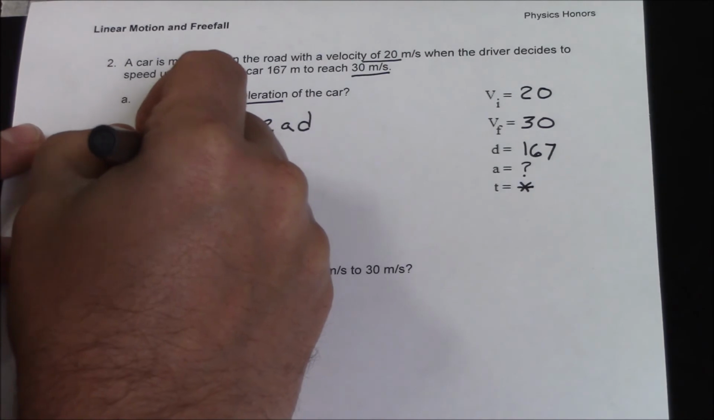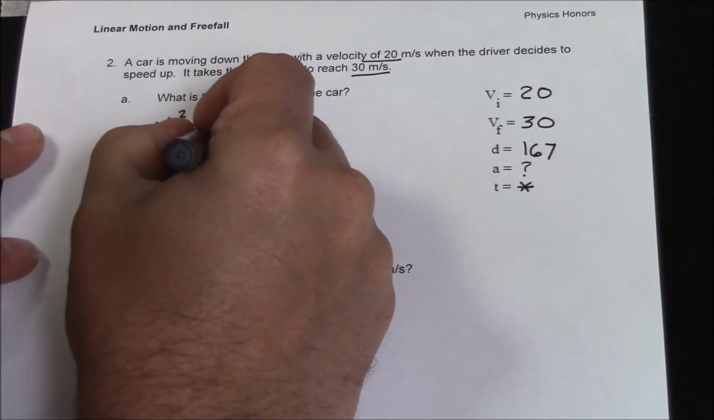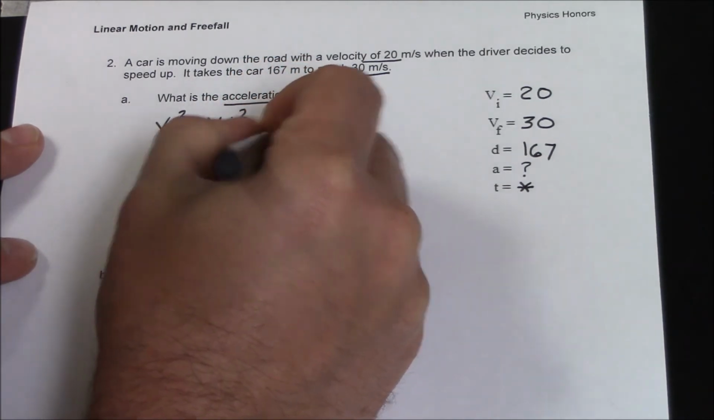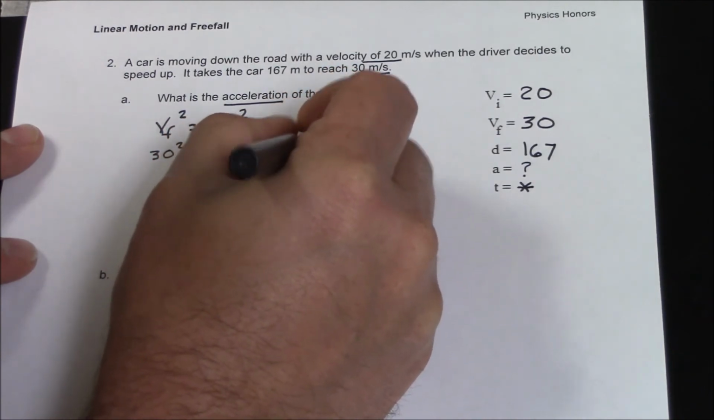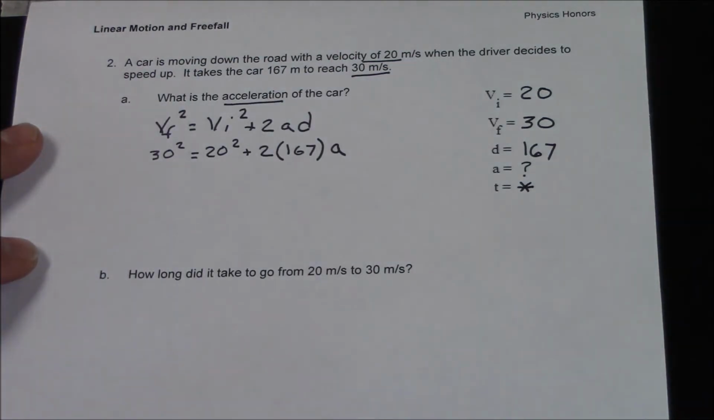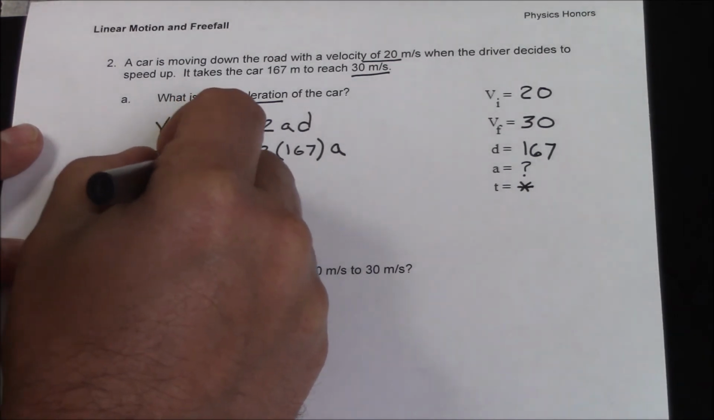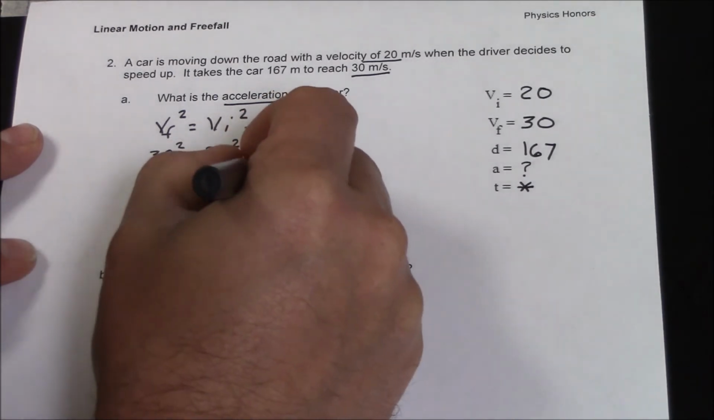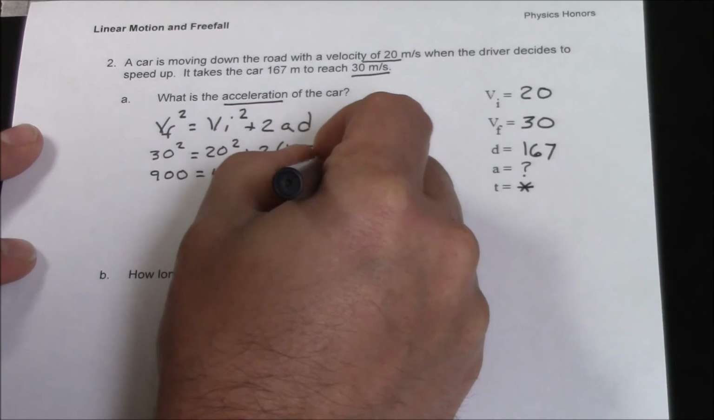Velocity final is 30 squared equals 20 squared plus 2. I'm going to write D in here, which is 167, and then A. So I just moved the variables around to put those two together. Now let's do the math. 900 equals 400 plus 334A.